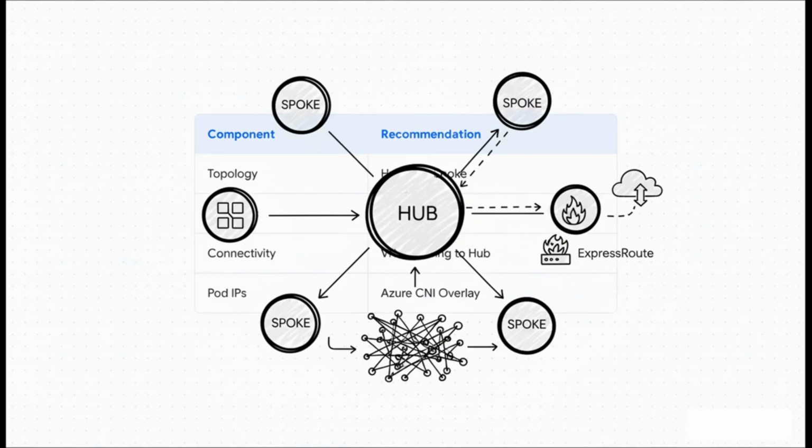And for the networking inside the cluster, Azure CNI Overlay is the best choice. It's super efficient because it gives your pods IP addresses from a totally separate address space, which means you won't accidentally run out of IPs in your main virtual network.